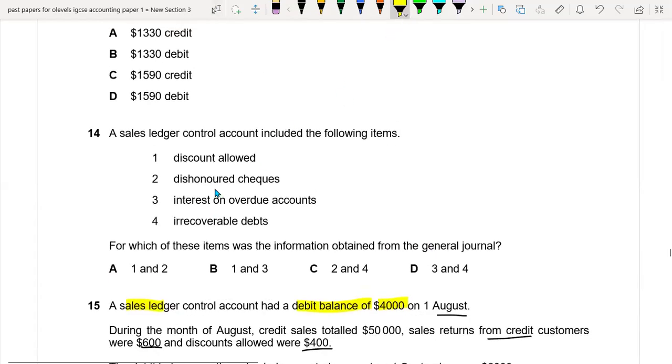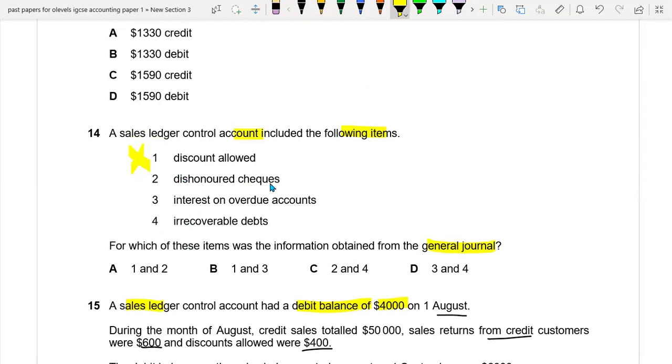Okay, question number 14. A sales ledger control account includes the following items. First of all, discount allowed. Basically the question is: for which of these items was the information obtained from the journal? Discount allowed is not received from the journal. It is obtained from the cash book. So this is not the right option.